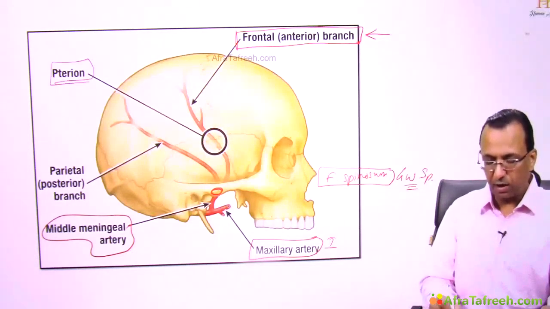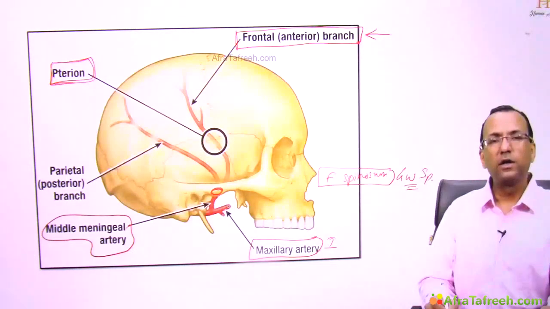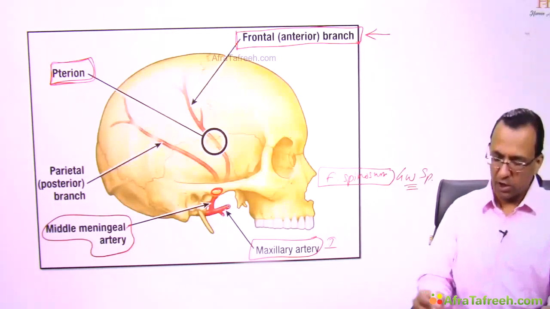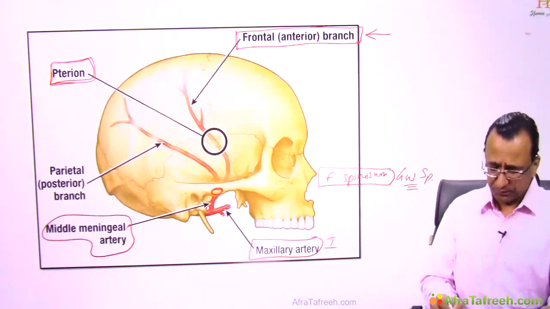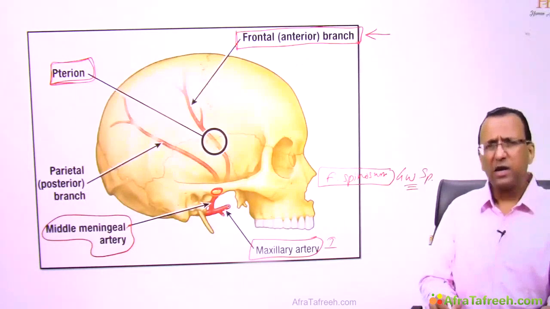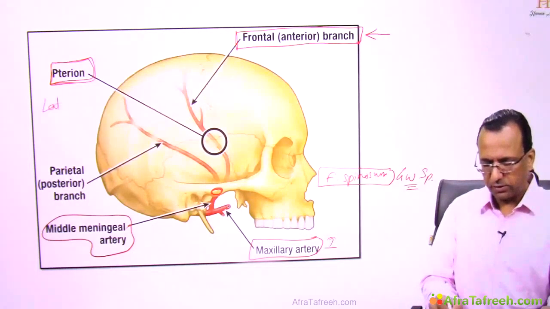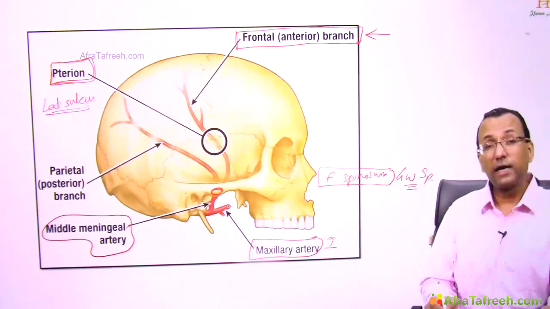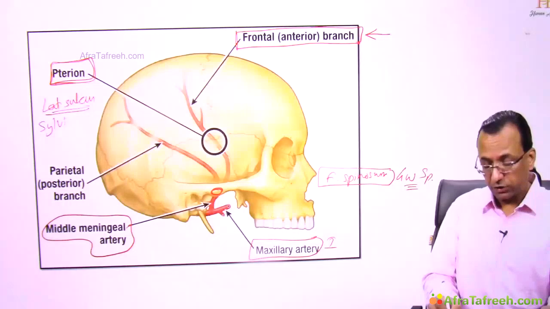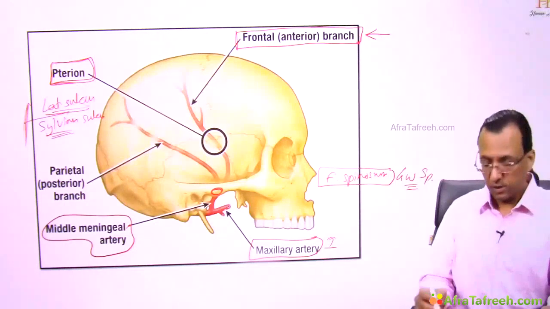Pterion is a landmark where one other point is there. What is the other point? You remember the lateral sulcus of the cerebrum, which is also called the Sylvian sulcus. Yes, what about that? It begins here.